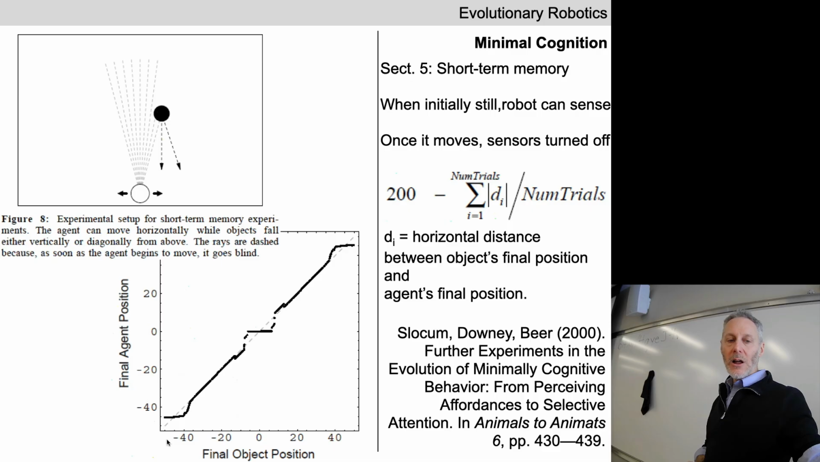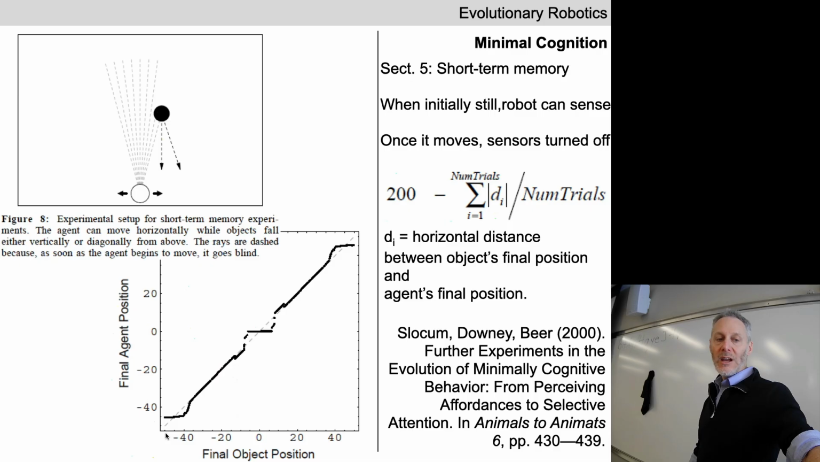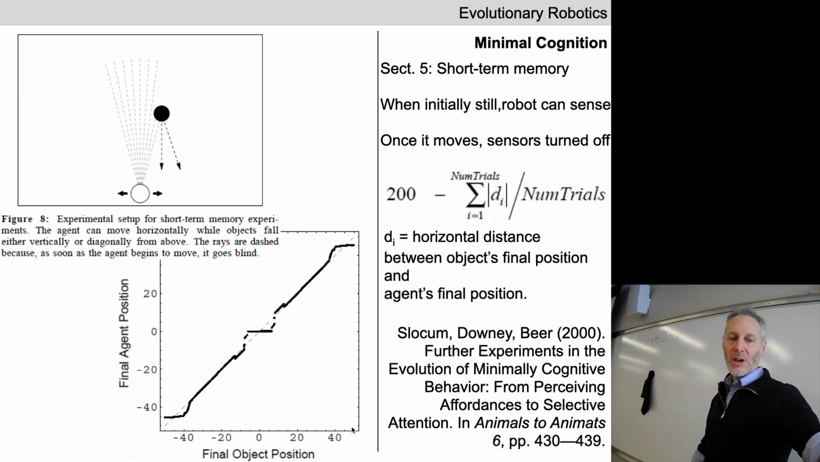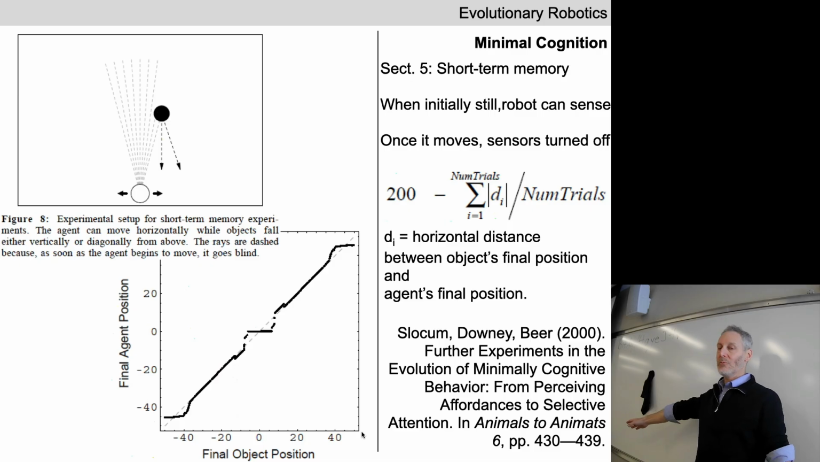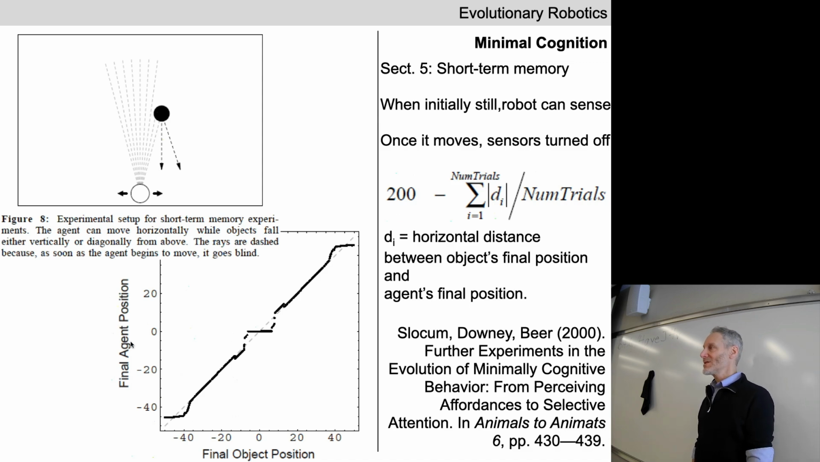So final object position, this is where horizontally the object hit the ground. Over here, the object hit the ground at the bottom left of the screen, and over here, the object hit the ground at the bottom right of the screen. Vertical axis is the same thing, but for the agent. What was the agent's final horizontal position when the object hit the ground? How did the robot do?